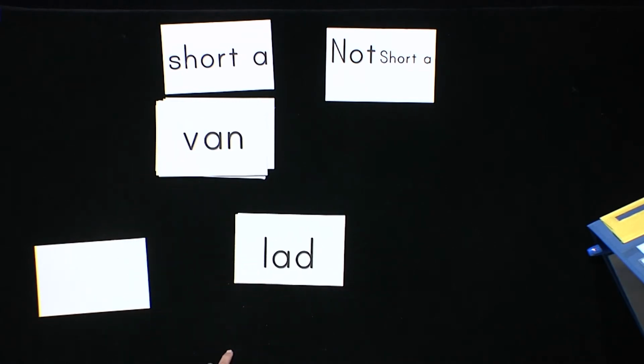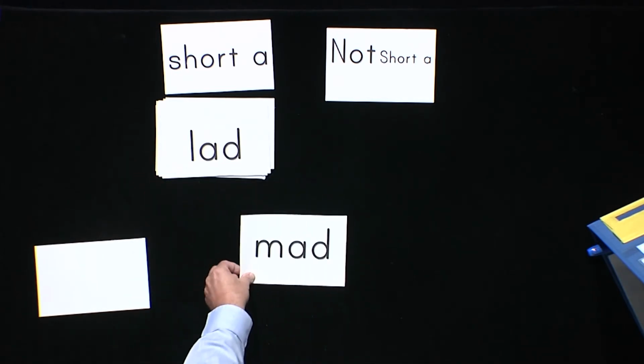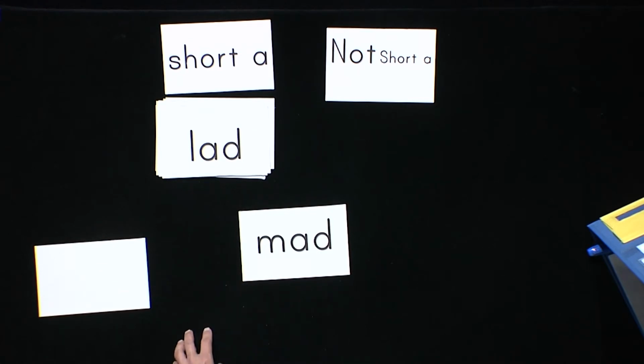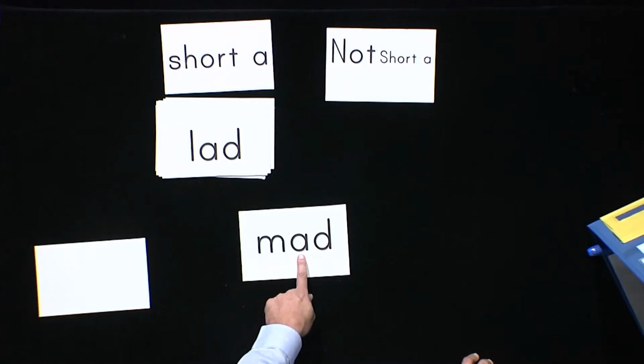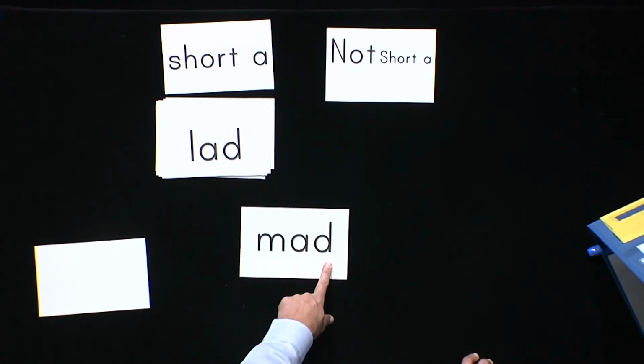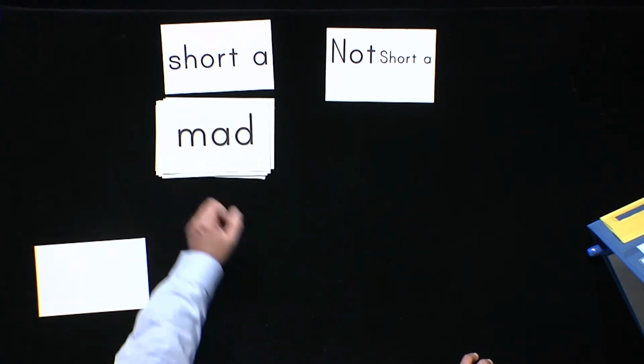Reading your word. Yes, it is a short A. Lad. Lad. And our last word. Is that a short A word? Think in your mind why it's a short A word. That's right. It's an A surrounded by two consonants. So our word is mad. What's the word? Mad. And yes, that's another short A word for us today.